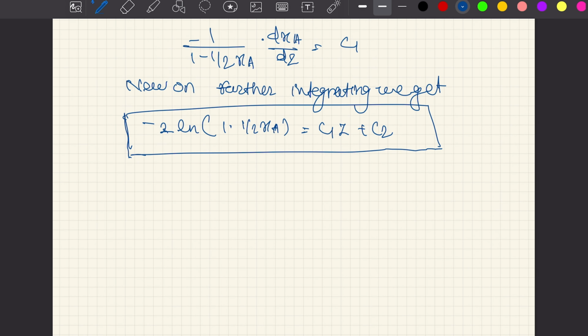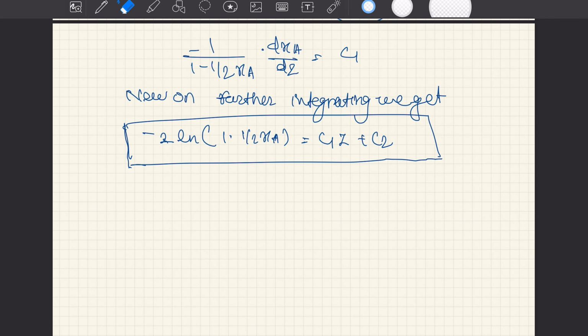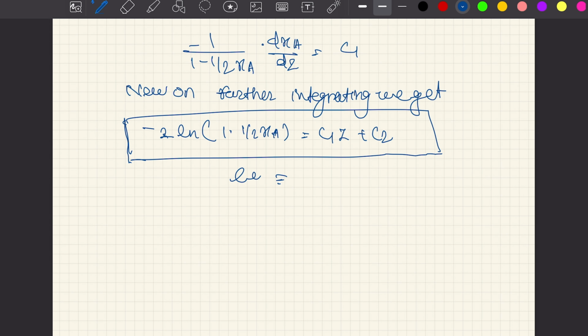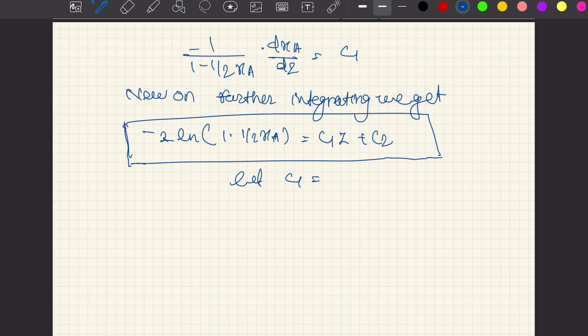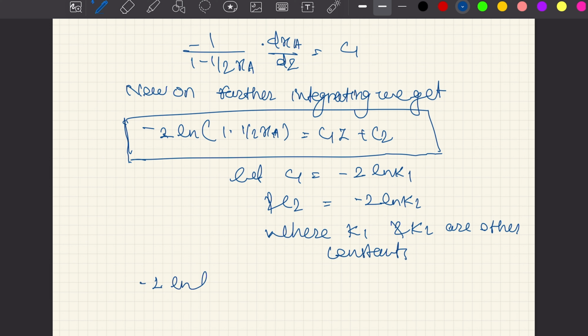Now to make calculations easier, we would change C1 and C2 into other constants such that their values are easier to calculate. So let C1 equal to minus of 2 ln K1 and C2 equal to minus of 2 ln K2, where K1 and K2 are other constants. Now the equation becomes minus 2 ln (1 minus half x) equals to minus 2 ln K1 into z minus 2 ln K2.